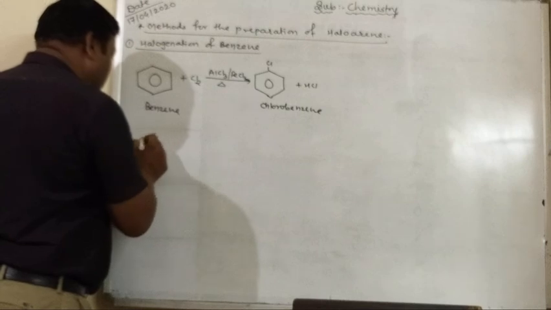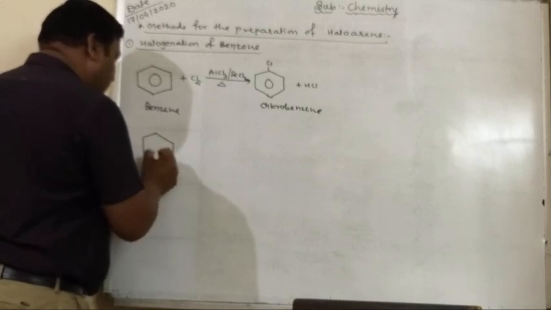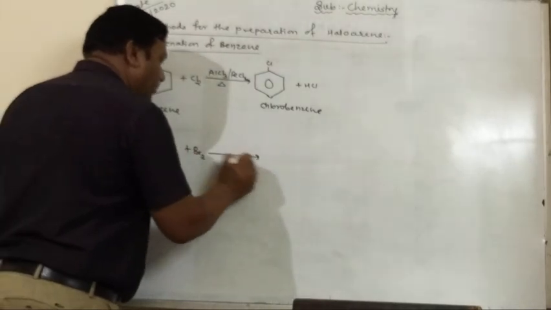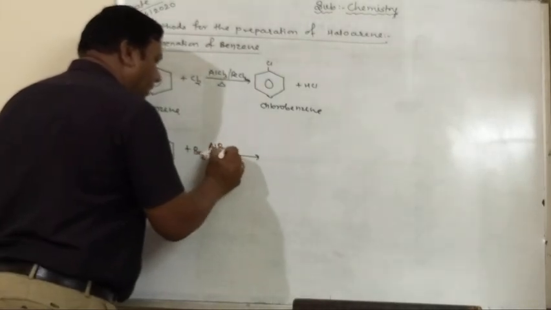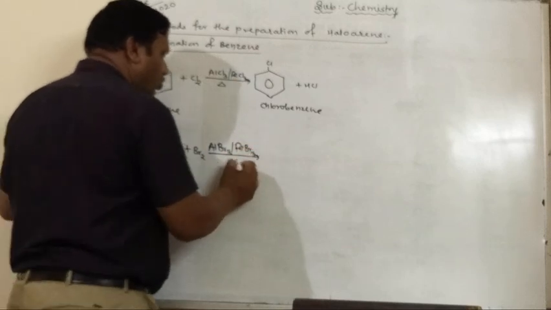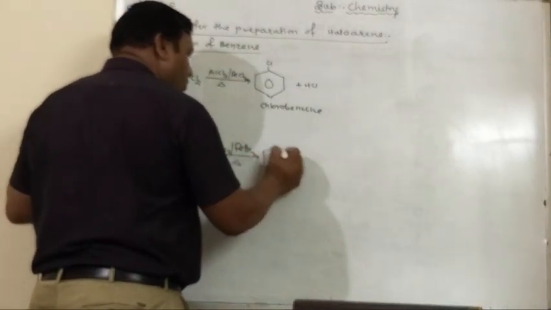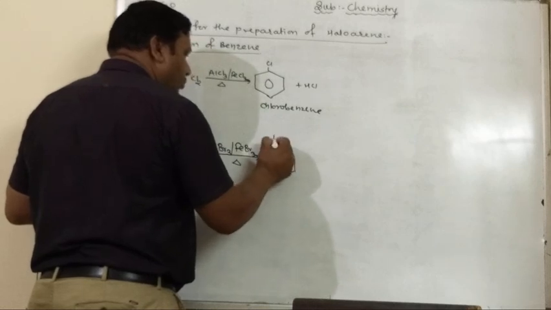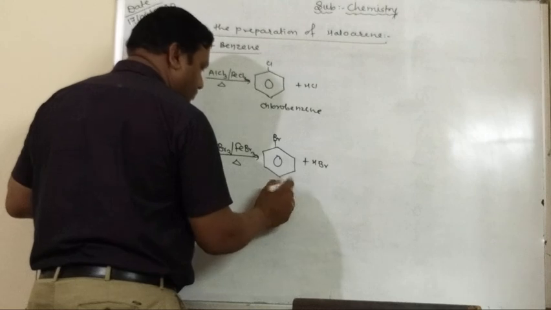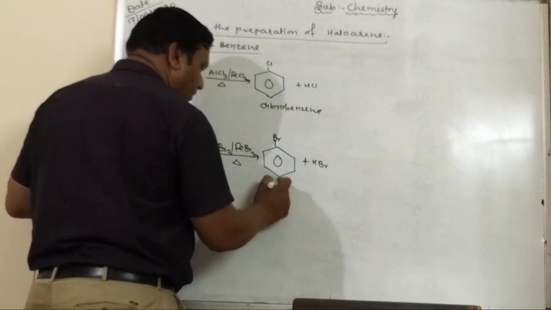Suppose in place of chlorine, if we take bromine, so benzene reacts with bromine, so Lewis acid will be aluminium bromide or FeBr3. So you will get bromobenzene and removal of HBr. Bromobenzene.